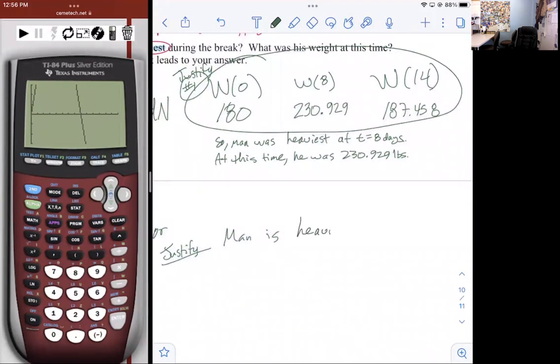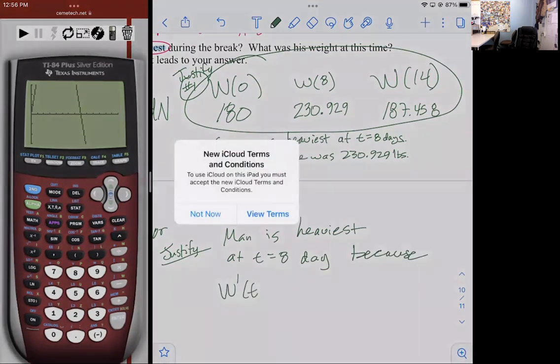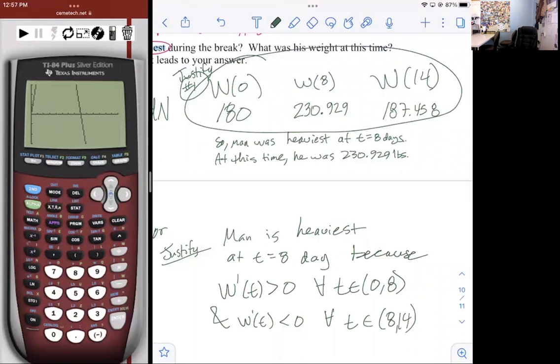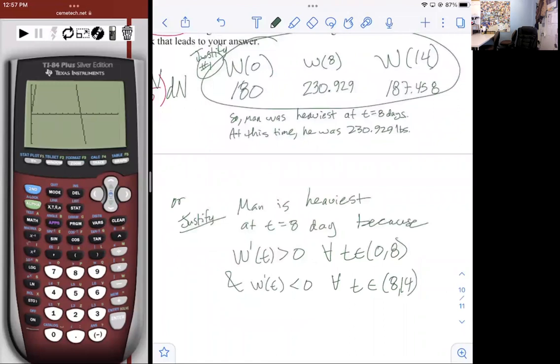Man is heaviest at t equals 8 days because W prime of t is greater than 0 for all t on the interval from 0 to 8, and W prime of t is less than 0 for all t on the interval from 8 to 14. That turns it from a local maximum into a what? A global maximum on our relevant domain.